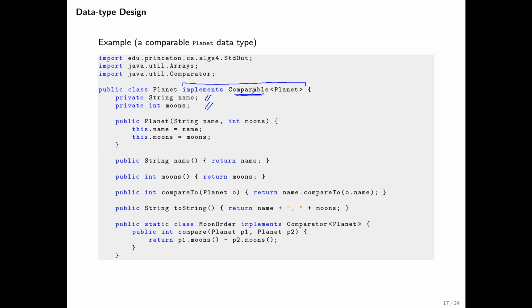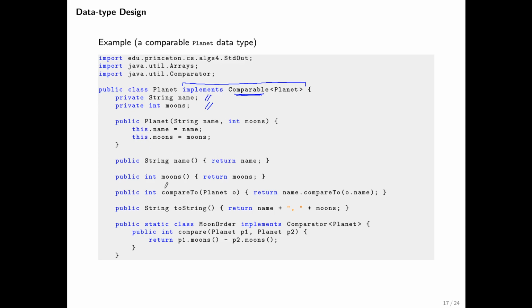Now let's go through the implementation. So we have two instance variables, the name of the planet and the number of moons. Name is a string and moons is a primitive int. We have the constructor that takes the name of a planet and the number of moons, and it simply initializes the object. It assigns the name to the name and it assigns the moons to the moons instance variable. Notice that the parameters shadow the instance variables, so we make use of the this keyword to disambiguate.